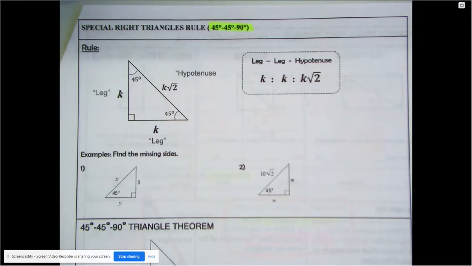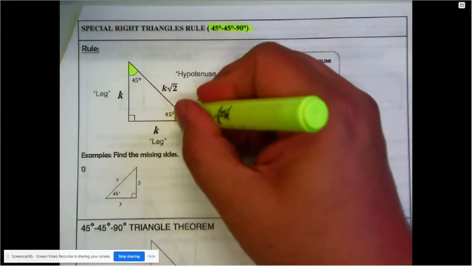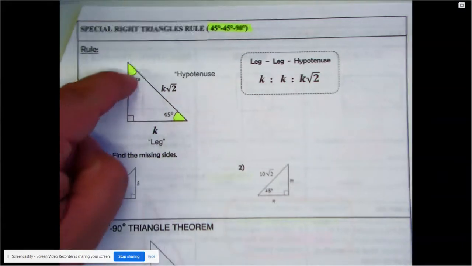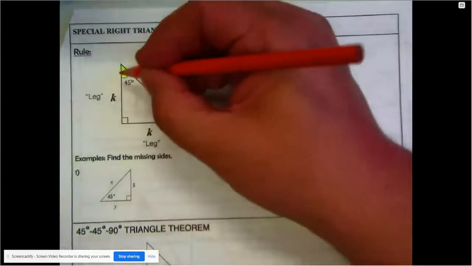So, here we have a 45, 45, 90. And if you look, we have this angle right here, it's 45. We have this angle right here that's also 45. But that brings something from our past up here, and that's the fact that when you're working with a triangle and two of the angles are equal to each other, then we know that two of the sides should be equal to each other.